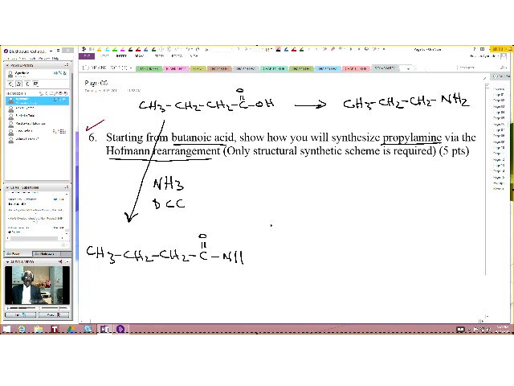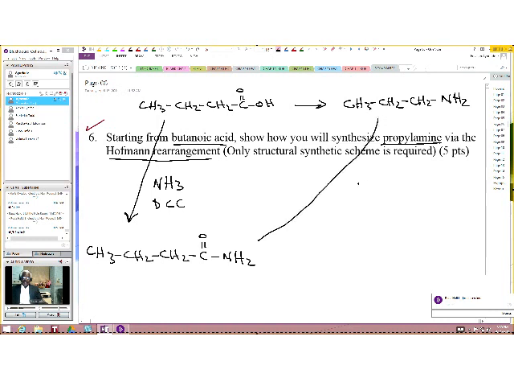Now then, what do you do with that? Then what reagent do you now need to get to the product? This is a very simple one. Okay, excellent, very good. So now you go straight to here by using hydroxide in water in the presence of bromine. And that is your Hofmann rearrangement.